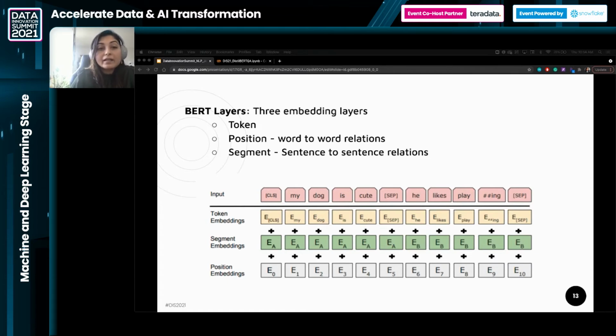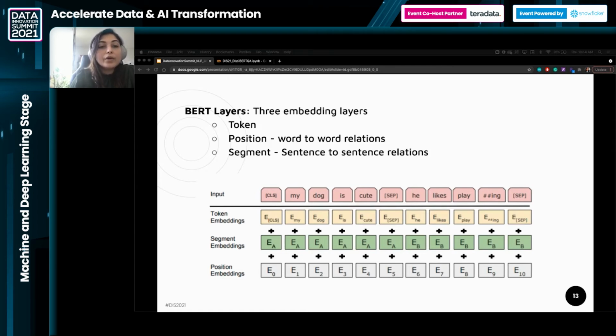Second is position. Here the idea is that we are able to capture the word-to-word relations, that is, which word belongs next to each other. So when you see the position segments in the third row, you see E0, E1, E2, because it's marked where it is placed in a particular sentence.